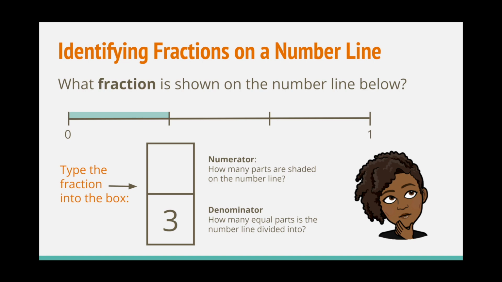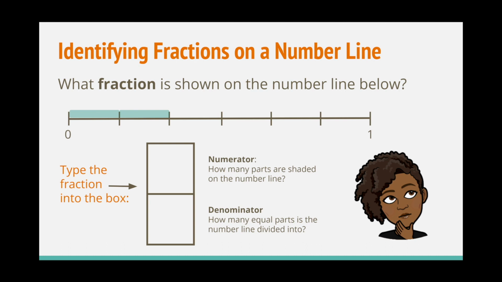So now I need to figure out the numerator. How many parts are shaded on the number line? So how many parts are green? So I can see that there's 1 part that is shaded green. So our numerator is 1. So the fraction shown is 1/3 of the whole number line.